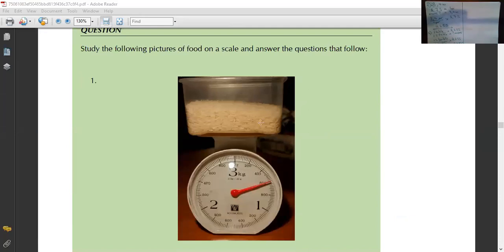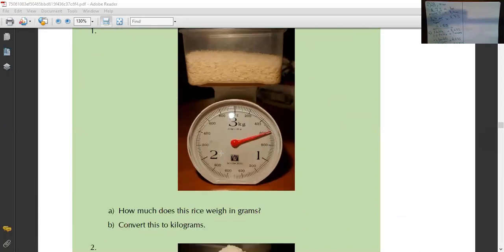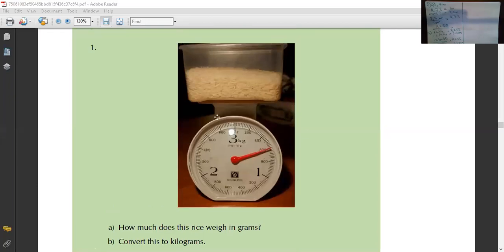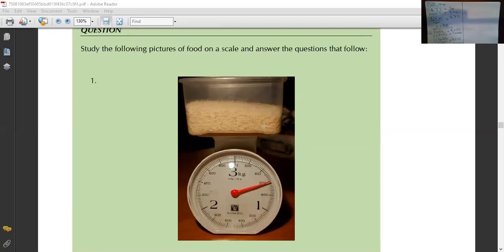Okay, so I have an example here. Study the following picture of food on a scale and answer the questions that follow. We have a scale that is showing us right around 600 grams here. There is rice in this lunchbox, and they ask how much the rice weighs. So let's discuss this scale.